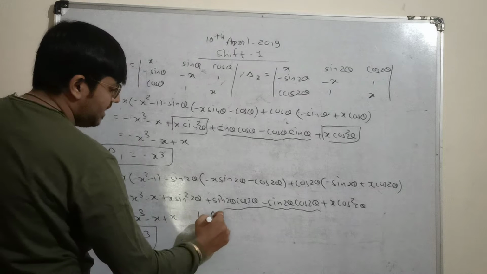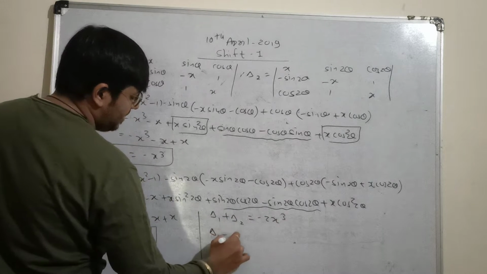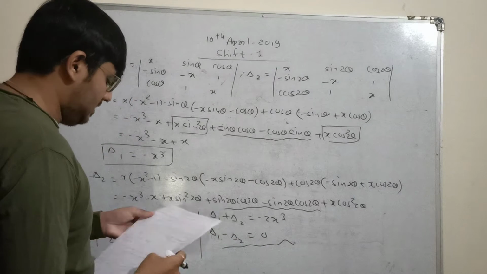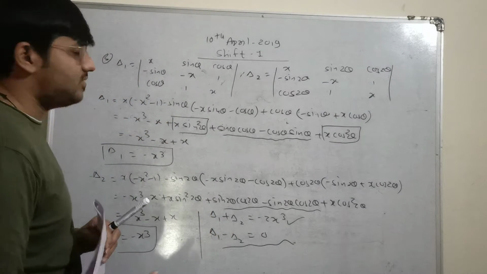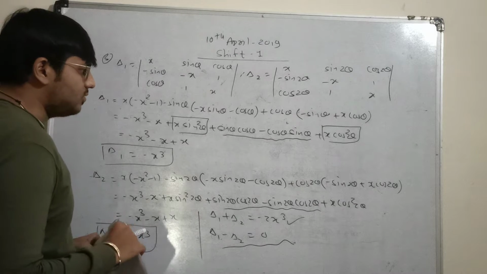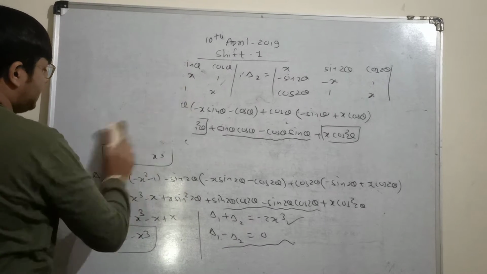Now if I check delta 1 plus delta 2, it will be minus 2x cube, and delta 1 minus delta 2 will be 0. So according to the 4 options, the given condition is delta 1 plus delta 2 is minus 2x cube. So it's one of the easy ones, right? We just have to expand the determinant and then compare the determinants according to the options. Next question की बात करते हैं.